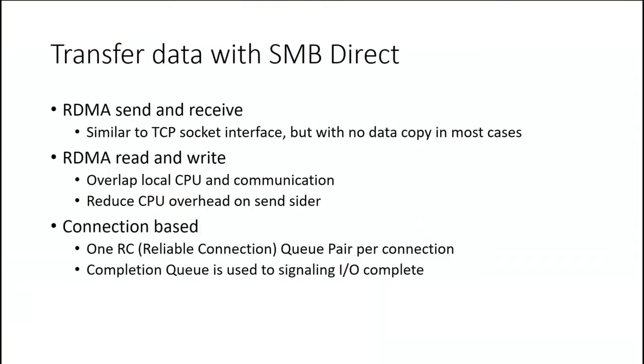When you transfer data with SMB Direct, you can do it two ways. The first way is RDMA send and receive. This is very similar to a TCP socket, with the only exception that there's no data copy involved. When you send data, you just send something to the RDMA layer, and RDMA just sends it, but with no data copy. The second way to do RDMA I/O is through RDMA read and write. This is more interesting because in RDMA read and write, the CPU isn't involved in any I/O. The hardware is doing all the hard work. That means the CPU can do other things while the I/O is taking place. In SMB Direct, we are going to use both ways to transfer data.